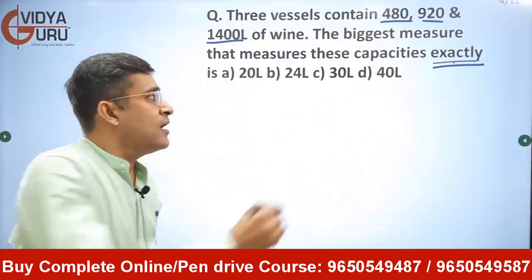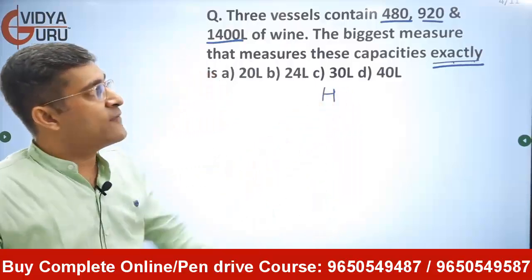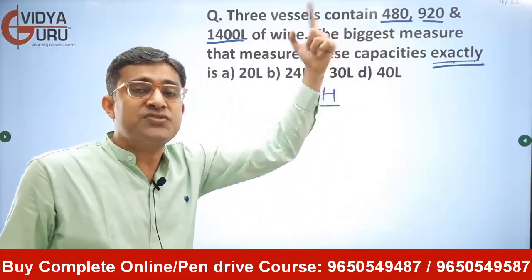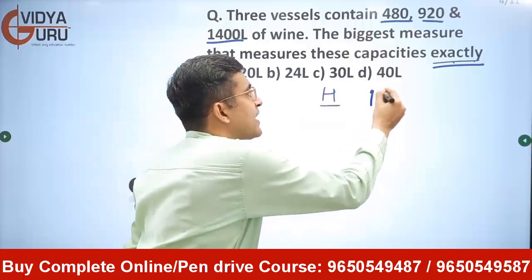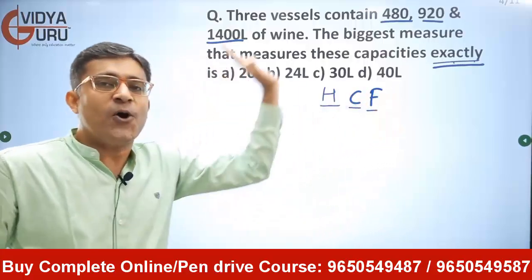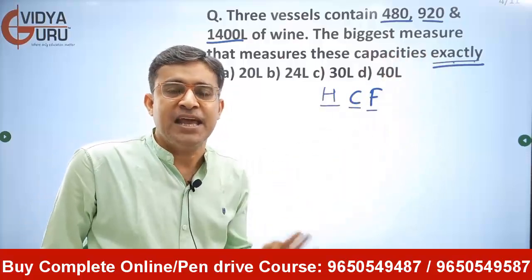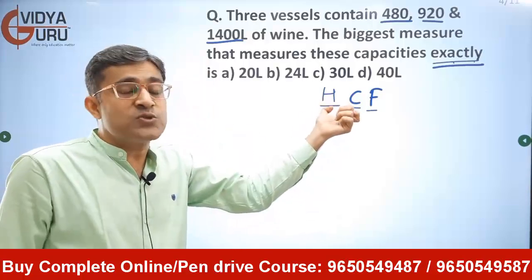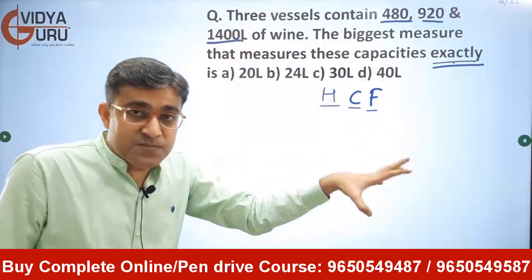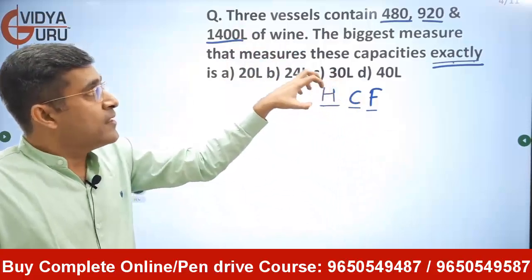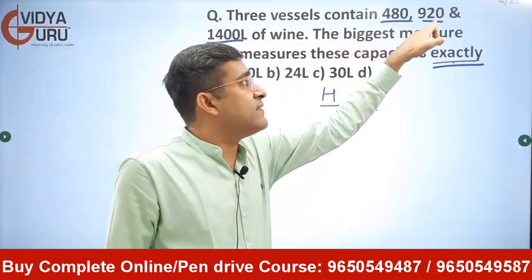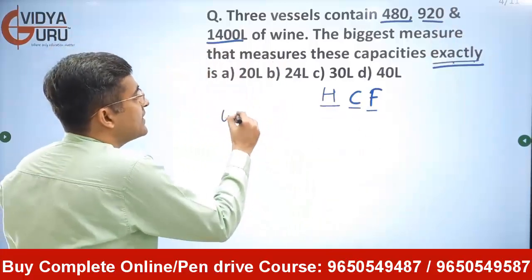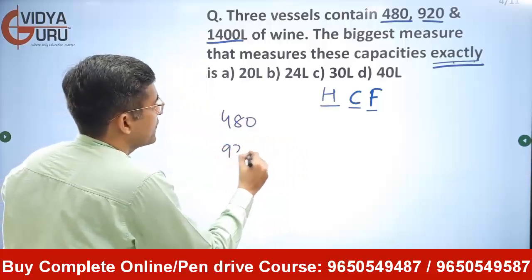So we have to think of the biggest, that means the highest. We have to think of the biggest such measure which will divide these 3 numbers. That means it has to be a common factor of all these 3 volumes, of all these 3 numbers. We have to find out the HCF. Are you following it? Sure. Why are we supposed to find out the HCF? Because this particular measure has to be found out which will completely divide these given capacities, these given volumes. Sure. So 480, 920 and 1400.